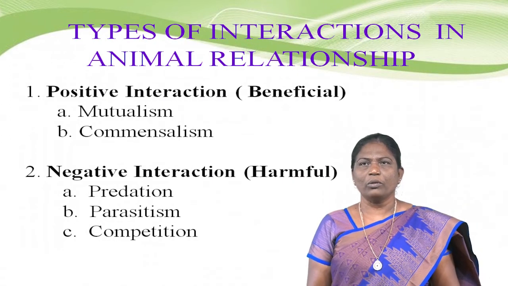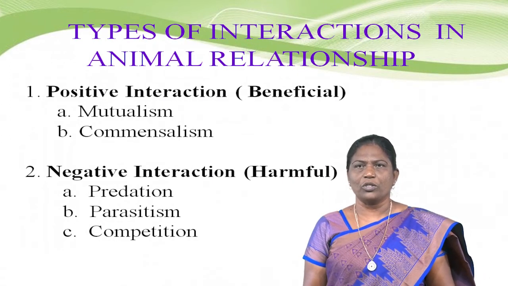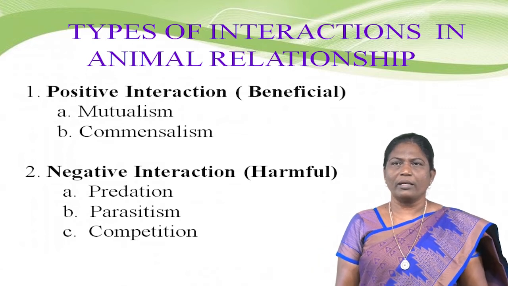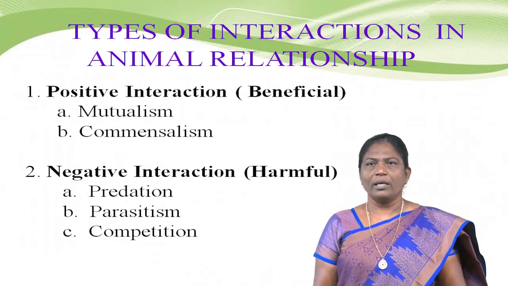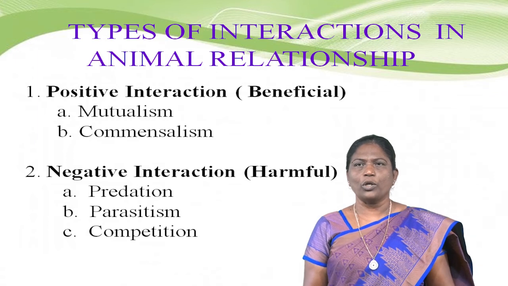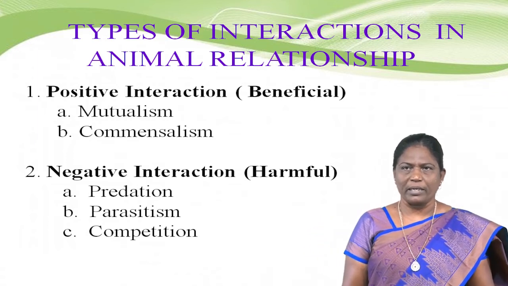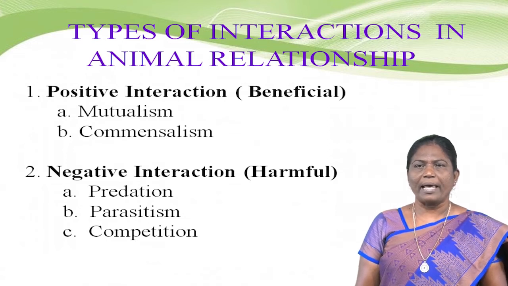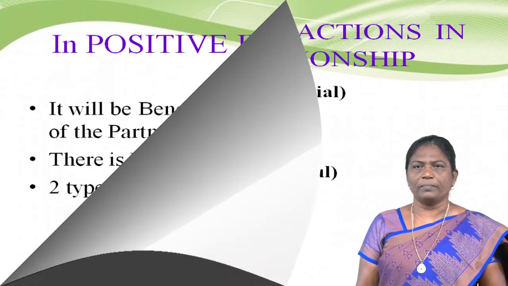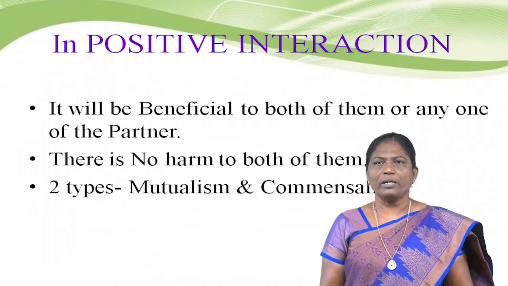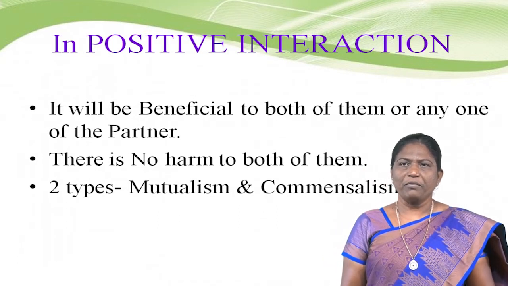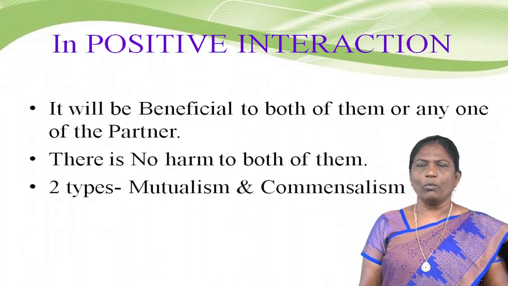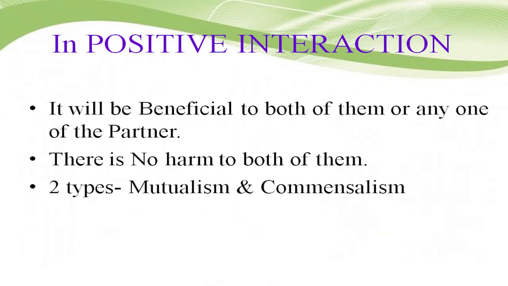The next is about the types of interactions in animal relationship. Number 1, positive interaction. Number 2, negative interaction. Under the positive interaction, there are two types, mutualism and commensalism. Under the negative interactions, there are three types, predation, parasitism and competition. In positive interaction, it will be beneficial to both of them or any one of the partners. There is no harm to both of them. There are two types, namely mutualism and commensalism.